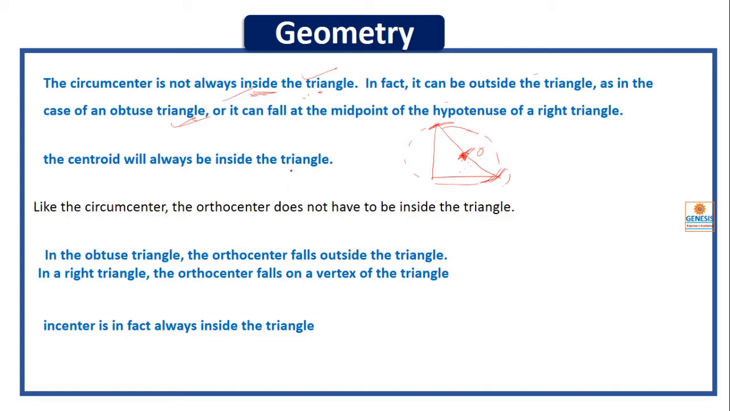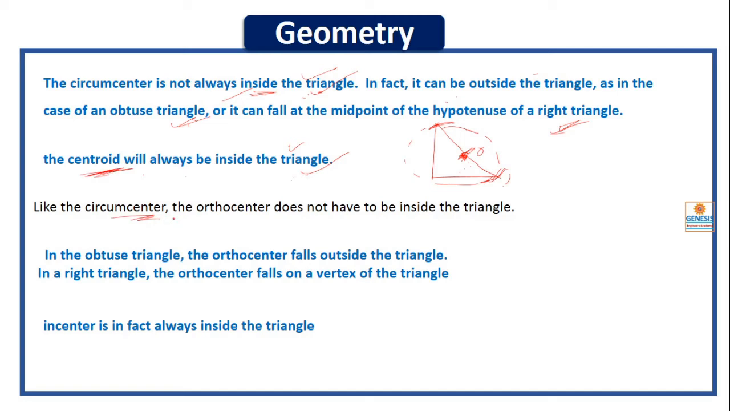You have to practice. What is circumcentre? Circumcentre may not be inside the triangle. It is inside a triangle if all the angles are acute. If one of them is obtuse, the circumcentre is outside the triangle, and it is at the midpoint of the hypotenuse if it is a right angle triangle. Centroid will always be inside the triangle. If mass is there, it will be inside the triangle. Centroid is always inside the triangle.